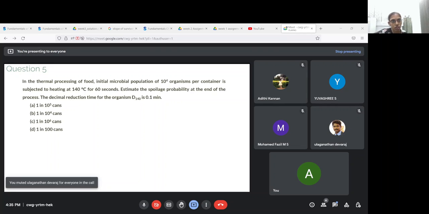So in a thermal processing of food, the initial microbial population of 10 power 4 organisms per container is subjected to heating at 140 degrees Celsius for 60 seconds. So estimate the spoilage probability at the end of the process. The decimal reduction time for the organism at 140 degrees Celsius is 0.1 minutes. So any idea on how to go forward with finding out the spoilage probability? Do you see anything different from what we saw in the previous question?